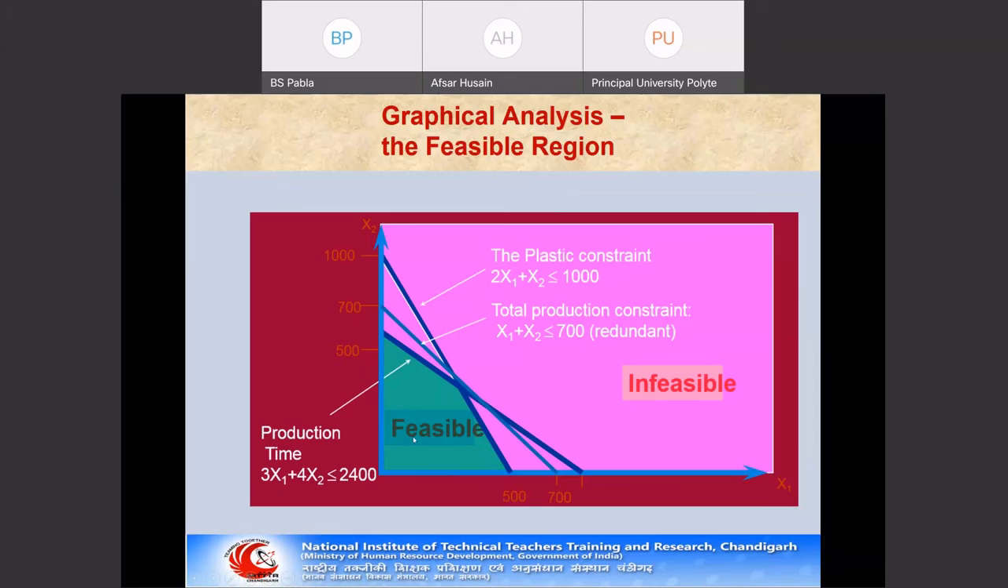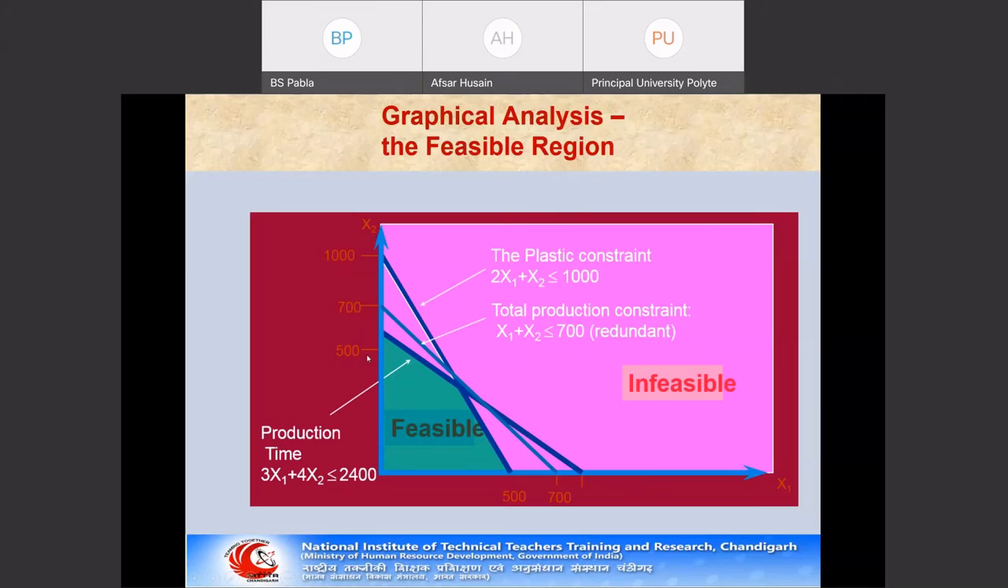Now this green area is your feasible area, and this pink area is infeasible area. Whatever you want to produce, right? This is x1 and this is x2. Y-axis is x2 and x-axis is x1. So whatever you want to produce, that should lie in this green area. That is the only feasible region. If you produce something here in the pink area, you are going to violate the constraints. So you will not have the resources for that.